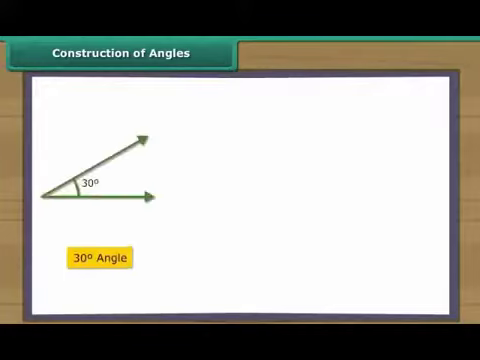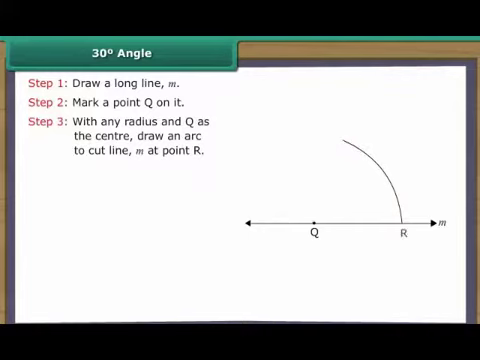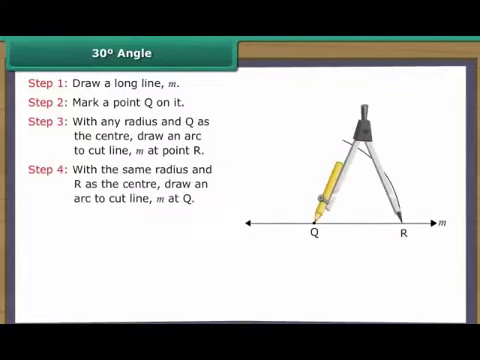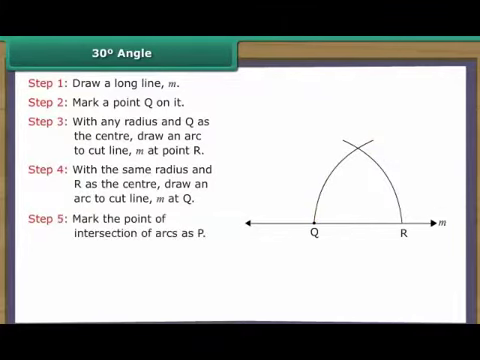Construction of angles. Let us now construct some special angles one by one. 30-degree angle, 60-degree angle, 120-degree angle. Construction of 30-degree angle. Draw a long line M. Mark a point Q on it. With any radius and Q as the center, draw an arc to cut line M at point R. With the same radius and R as the center, draw an arc to cut the first arc at P.